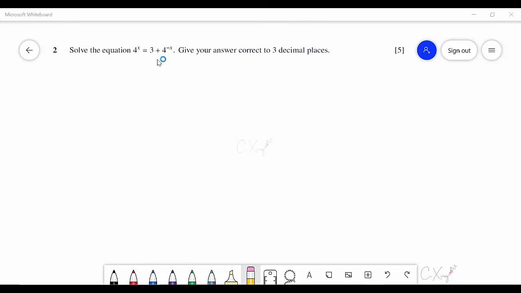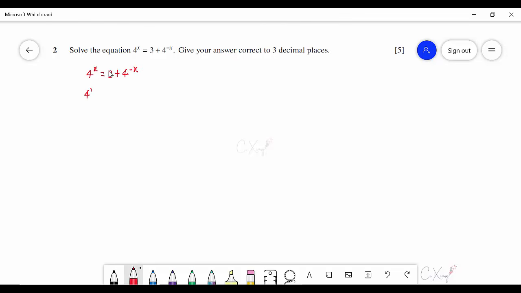Okay, so question number 2. They want us to solve this equation and then give our answer to 3 decimal places. Maybe we can start now. I have 4 power x equals 3 plus 4 power negative x.